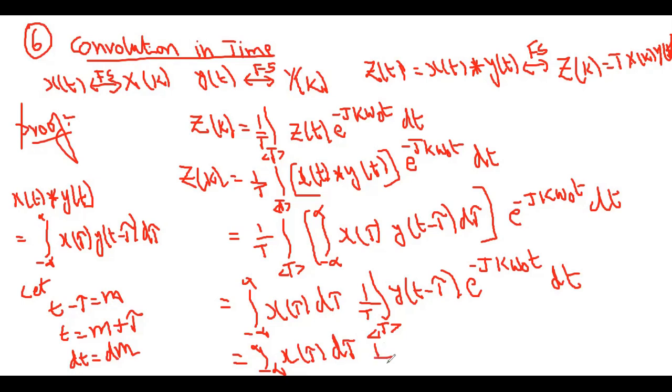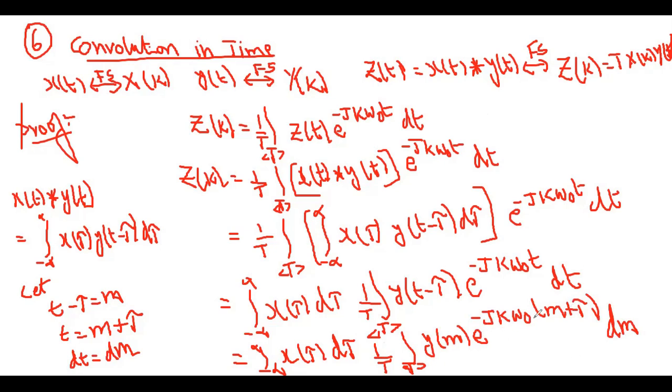and 1 by T, the integral over T, y of t minus tau, I assume it as m, e power minus j k omega naught t. Now t is m plus tau, so e power minus j k omega naught (m plus tau), and dt becomes dm. Okay.